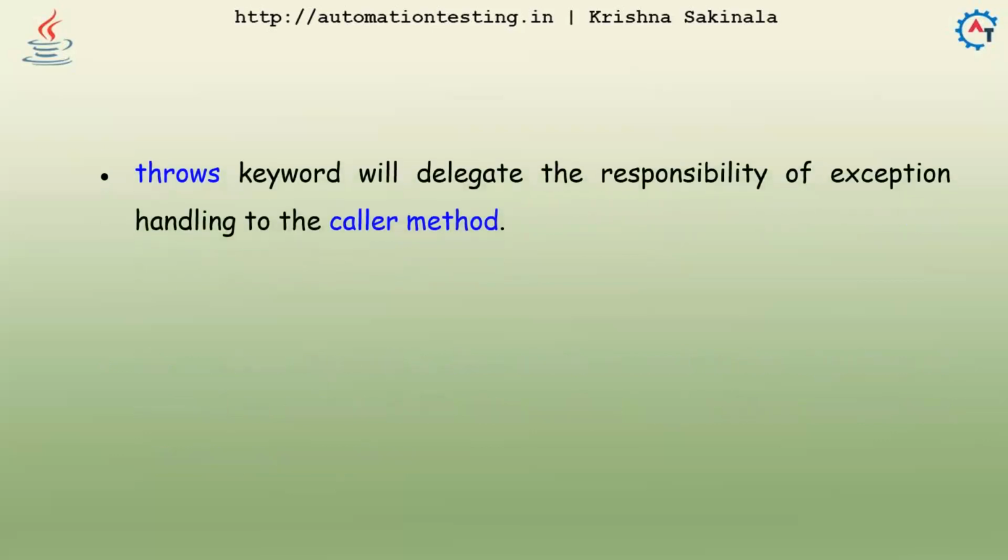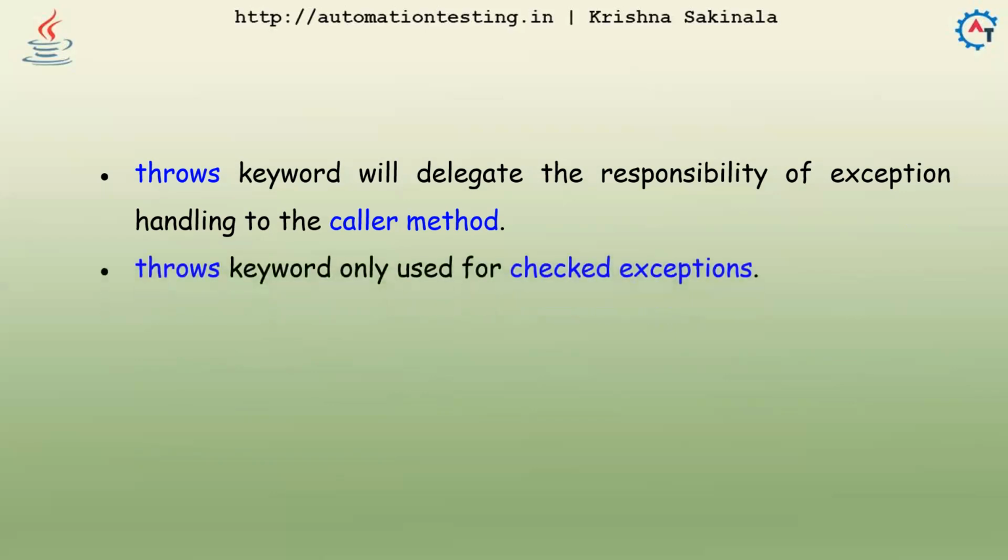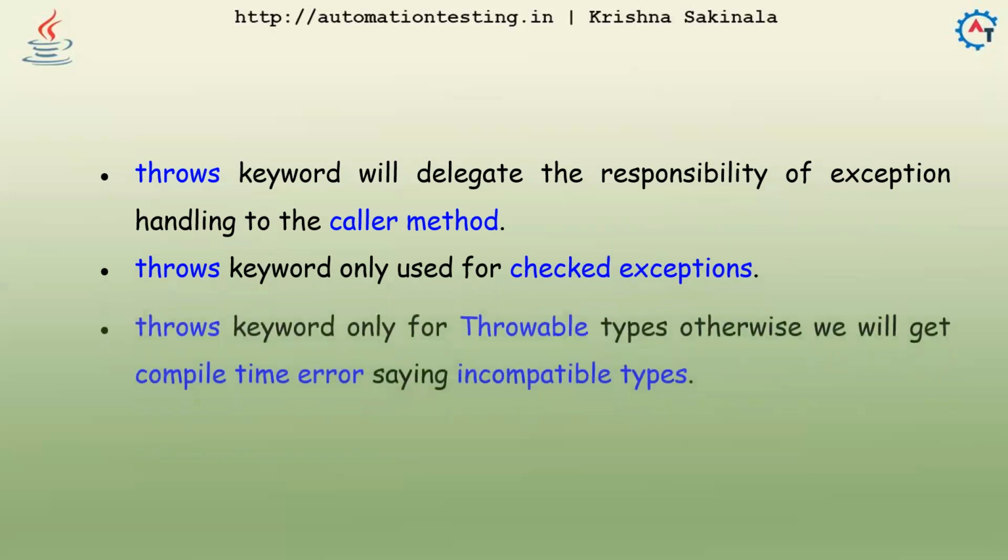The throws keyword will delegate the responsibility of exception handling to the caller method. So the method which is having exceptional code, that method is responsible to throw the exception. That is what the throws keyword does: it delegates the responsibility of exception handling to the caller method. The throws keyword is only used for checked exceptions.